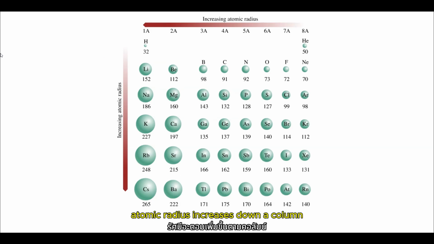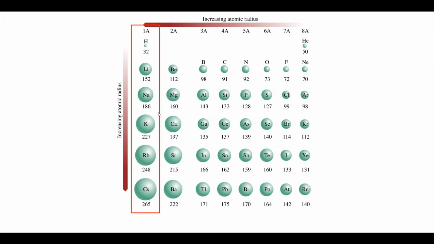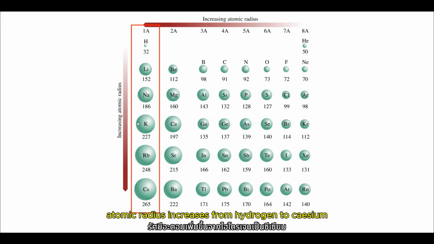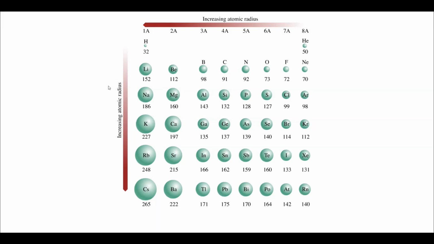Atomic radius increases down a column or family of the periodic table. Let's look at group 1A. Proceeding down the group, the outermost or valence electron resides in orbitals of increasing size: 1s for hydrogen, 2s for lithium, 3s for sodium, and so on. Therefore, atomic radius increases from hydrogen to cesium.